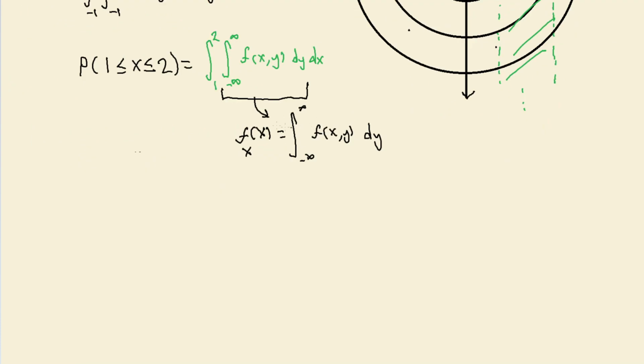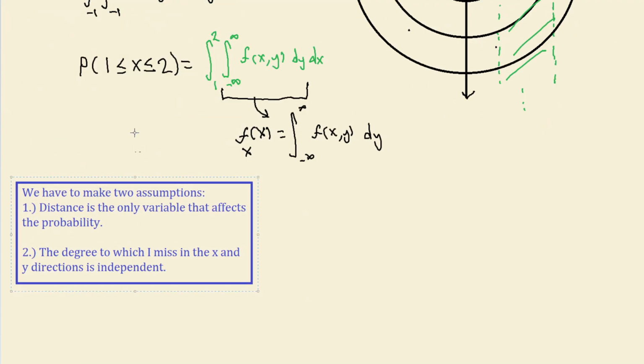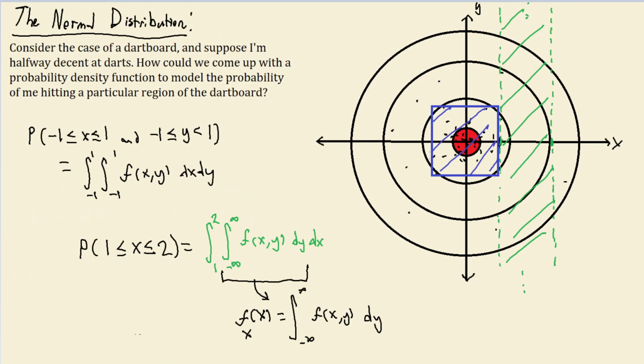Well, the first thing I can think of, there's two, is that the distance is the only variable that affects the probability. I think this is a reasonable assumption to make. Essentially, what we're saying is that the probability of hitting here on the dartboard is exactly the same as hitting here, or anywhere else where the distance from the target is equal.